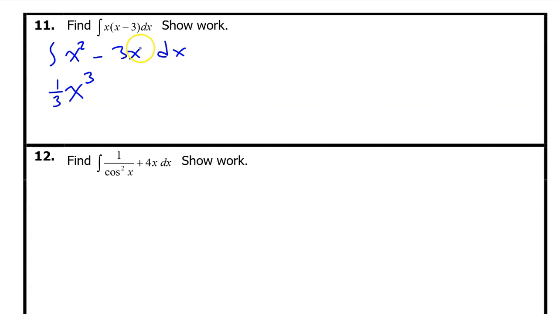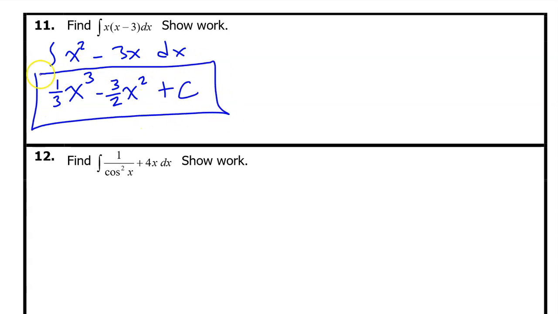Adding 1 to this exponent gives us x squared. Dividing by the new exponent gives us -3/2. And don't forget the constant of integration. But that's it for number 11.